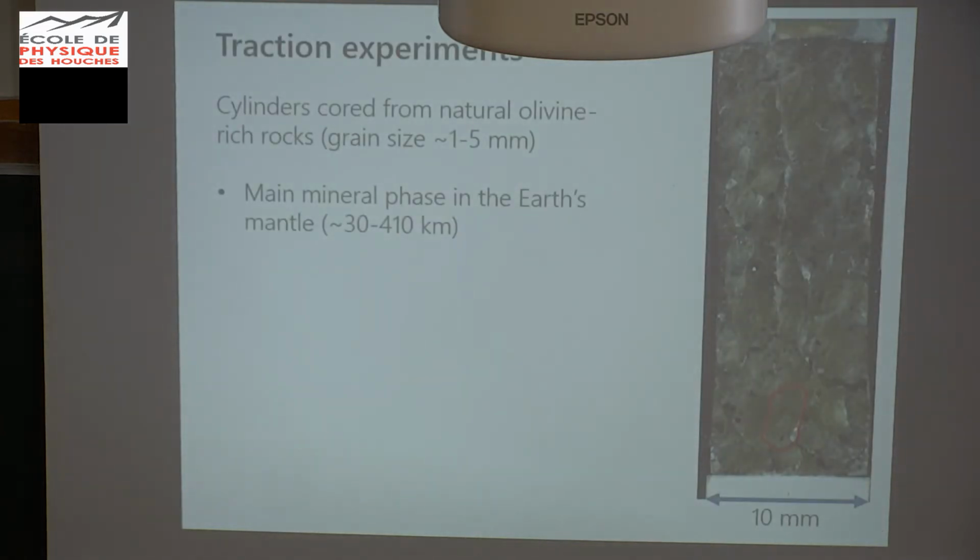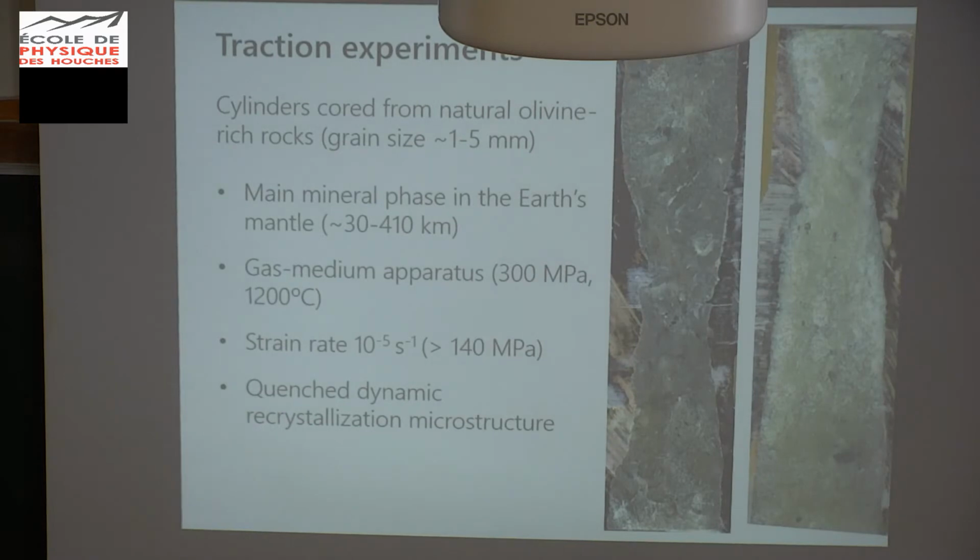the Earth. So for this we set up a series of traction experiments, and the materials we use are cylinders 10 millimeters in diameter and 30 millimeters in length, directly cored from natural olivine-rich rocks. The grain size is quite large, several millimeters. The other day, Sylvie de Mouchy already explained why studying olivine is very important for us, so I'm going to skip this one.